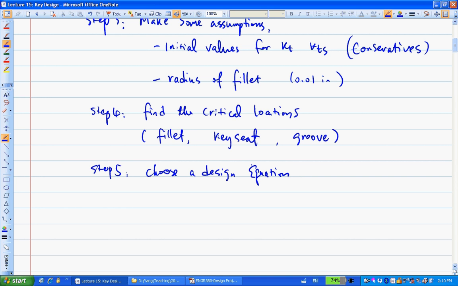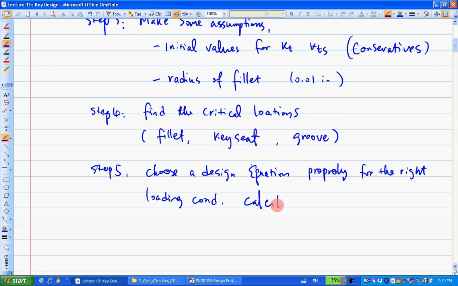Loading condition means this is a fatigue loading, and you have a combined loading. You have an alternating component, you have a mean component. Maybe you don't have a mean component, only the alternating component. Maybe you have both, right? So you have to choose the design equation properly for the right loading condition, and then you do the calculation.